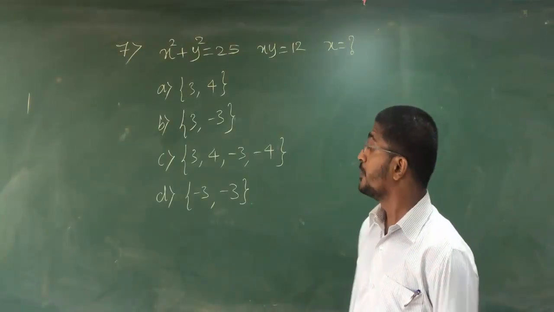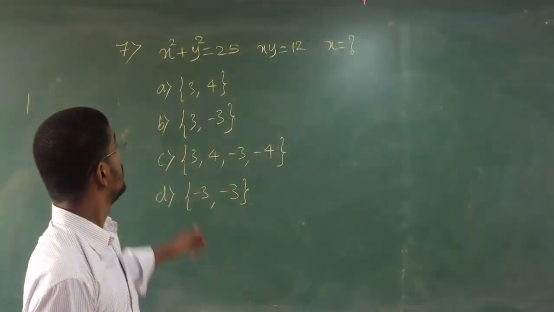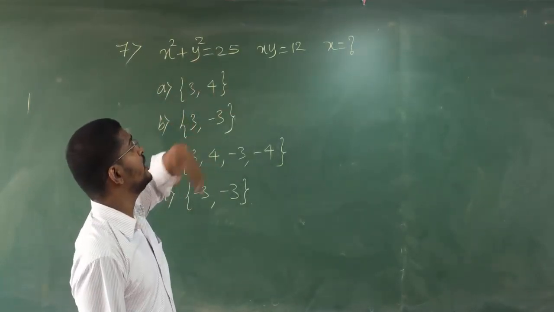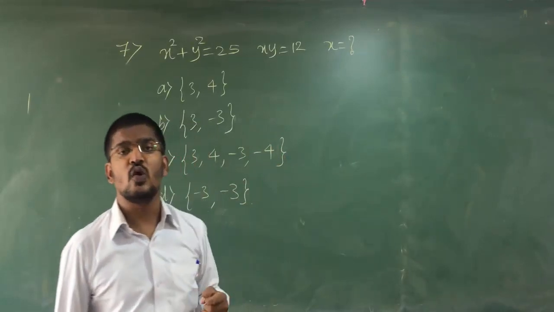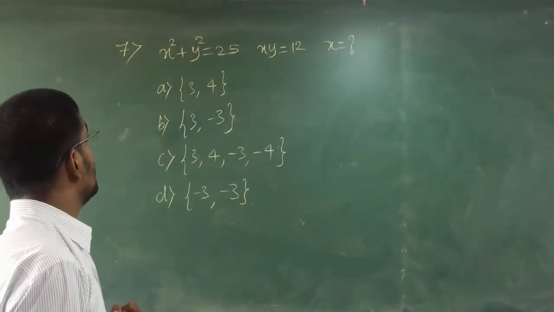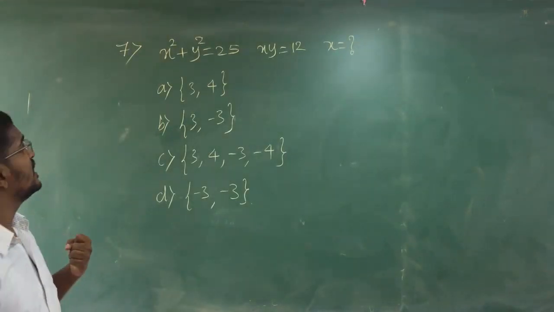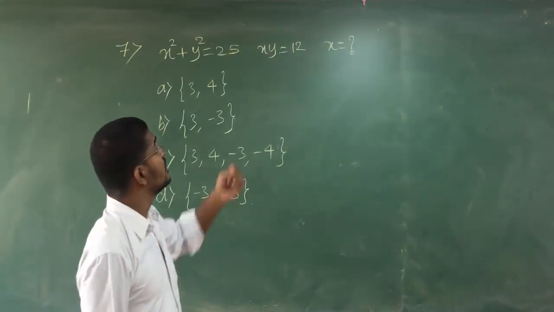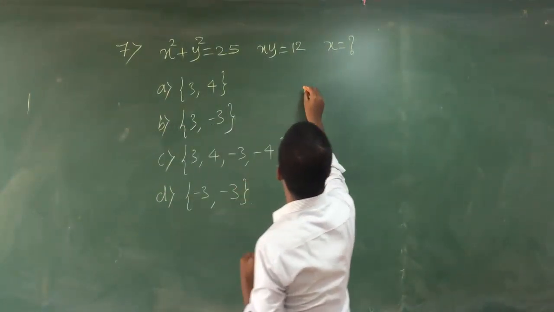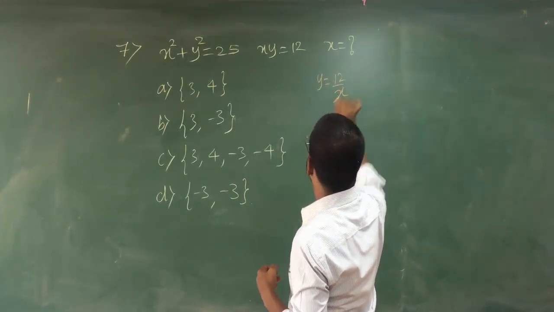Okay students. Now let us move to the 7th question. That is x square plus y square equal to 25, xy equal to 12. Then what is x? They are asking. Clear? x square plus y square equal to 25. Then what is x, if xy equal to 12? So for that reason, how can you simplify this? y will be 12 by x.